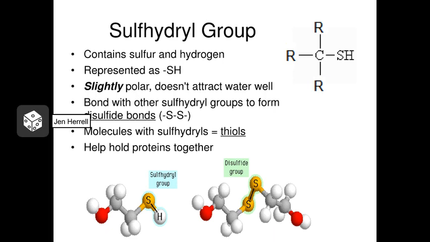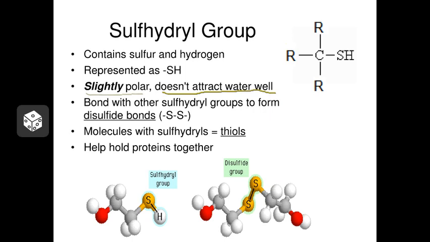Next, we have the sulfhydryl group. As the name implies, this group involves a sulfur bound to a hydrogen, sulfhydryl. It's found on this molecule right here. And in this molecule down here, we see a sulfhydryl right there, sulfur and hydrogen. Now, sulfur is not terribly electronegative. So we consider sulfhydryl groups to be slightly polar, but not really. They're right on the border between something that's hydrophilic and hydrophobic. It's okay to know that sulfhydryl groups don't attract water very well.